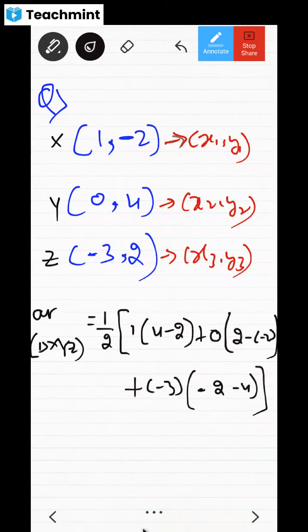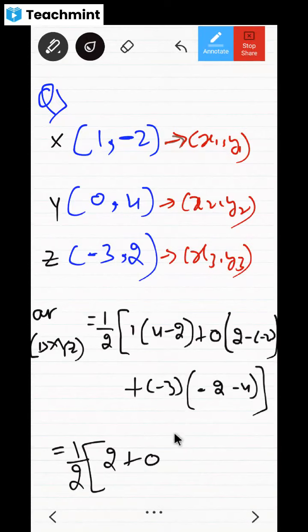Is it understood, dear children, whatever I have written? Please try to get it right. These symbols are very, very important in this. We have solved it in the distance formula also, so these symbols are very, very important. Fine then. It is going to be 1 by 2 bracket 1 into 4 minus 2, that is 1 into 2 is 2. Next is plus 0 bracket, 2 minus of minus 2 becomes 2 plus 2, which is 4, but 0 into 4 is 0 only. Directly I will write 0.